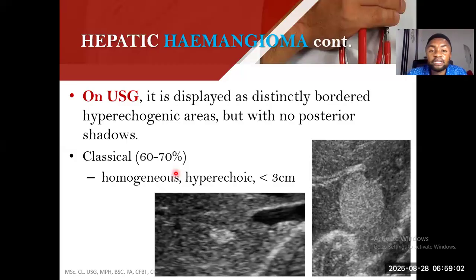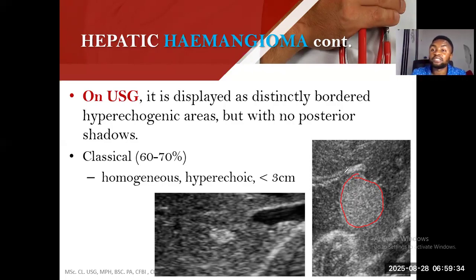On USG, it is displayed as distinctly bordered hyperechogenic areas, but with no posterior shadows. On ultrasound, once you are scanning someone and you see this hyperechogenic lesion in the liver, straight away, it is hemangioma. Nobody should tell you this. It is hyperechogenic. Hyper what? Echogenic. Even though we have the atypical hemangioma, which I'll talk about, this is the typical one.